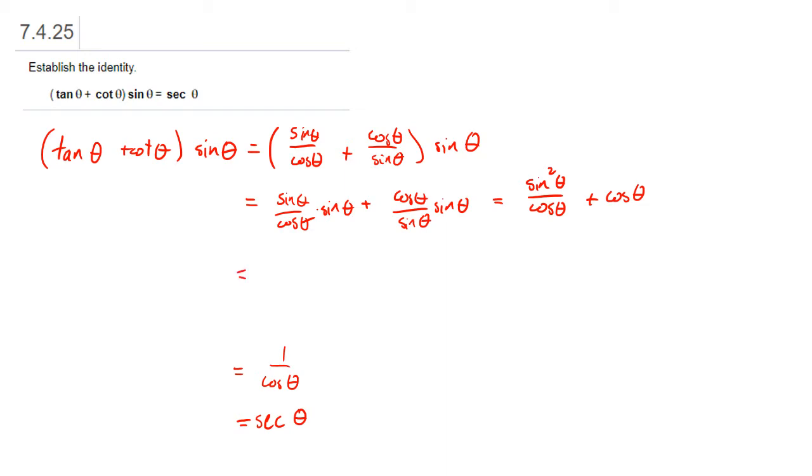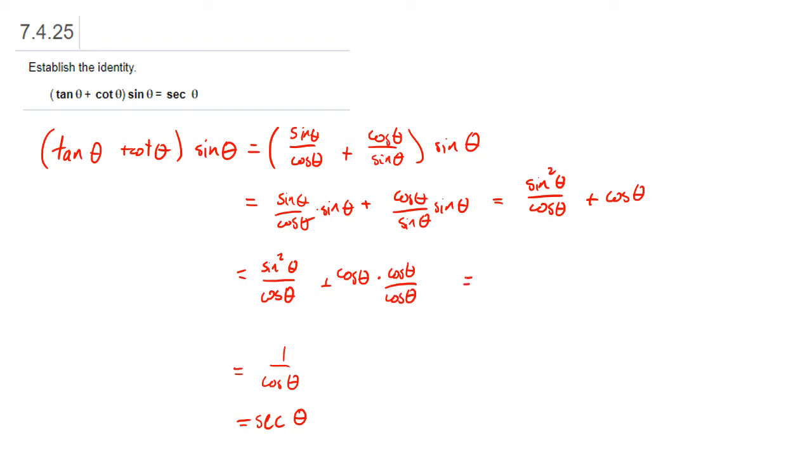Well, observe that the second term, cosine theta, doesn't have a denominator. In other words, its denominator is 1. If I wanted to add these two fractions together, I'd have to give them a common denominator. And the common denominator would just be cos of theta. Now the first term already has cos of theta as its denominator. So if I wanted to give this cosine of theta a denominator of cos of theta, I have to multiply and divide by cos of theta.